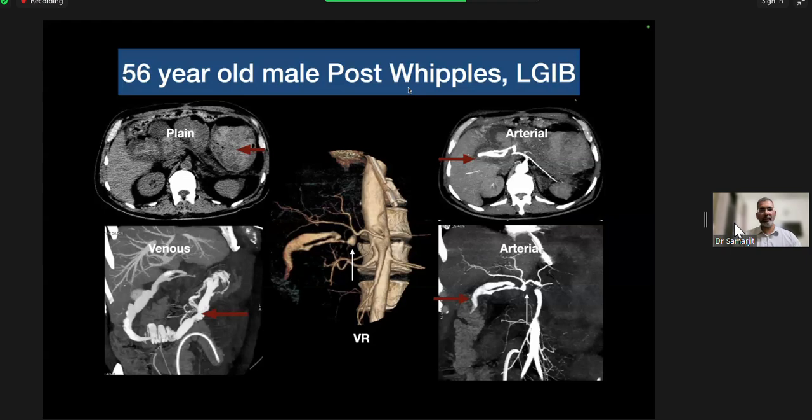And here is a patient who had Whipple's, 56-year-old male. Patient had a lower GI bleed, not an upper GI bleed, although you can see a lot of blood in the stomach. Then you can see blood in what is the pancreatico-jejunostomy limb.